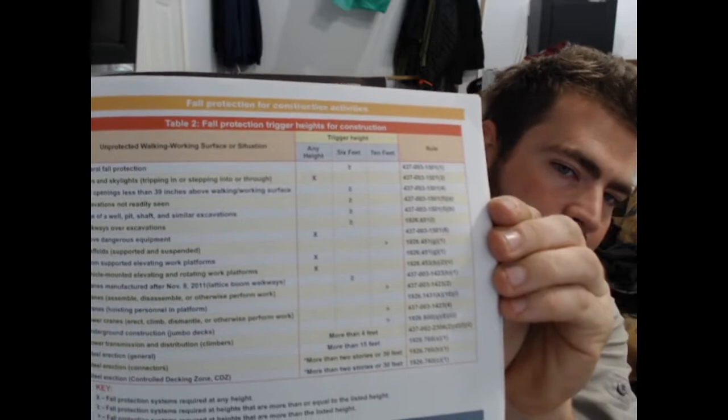Next, they have a table 2, fall protection trigger heights for construction. This is a very nice table as it lets us know exactly when we need to implement fall protection. I'm going to show you this one here, and I'm sure you can't quite read it, but I'll summarize. It has some columns, and it states that general fall protection is needed above 6 feet. This means that any work done over 6 feet from the ground needs to have general fall protection.